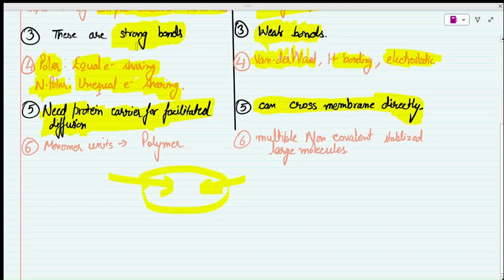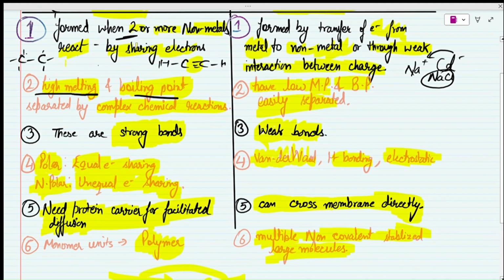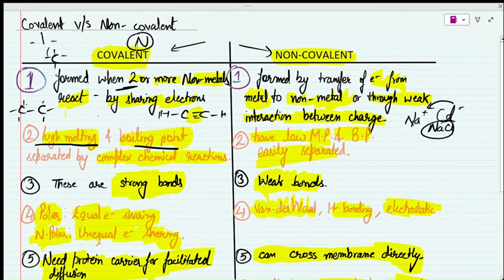Okay. And the last point is the monomer unit. Their monomer unit form polymers, and multiple non-covalent stabilize large molecules. Okay, so this is basically all the points which are needed, especially in the exam of CSIR. You have to consider these 5 6 points.